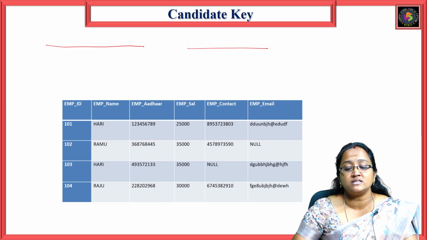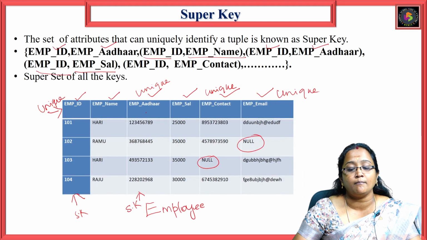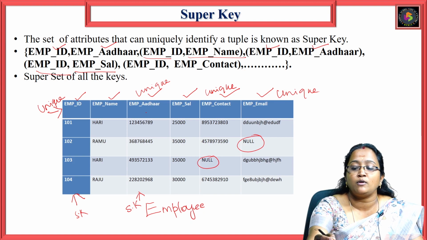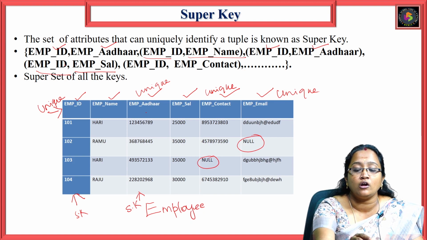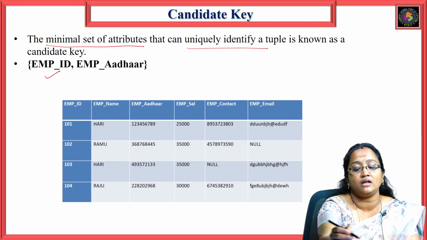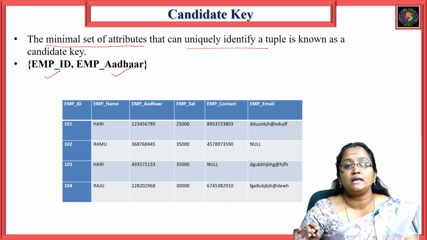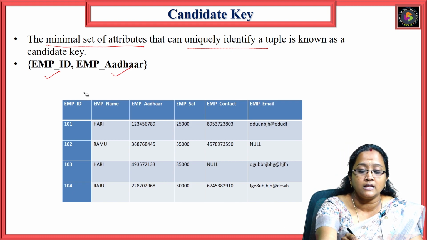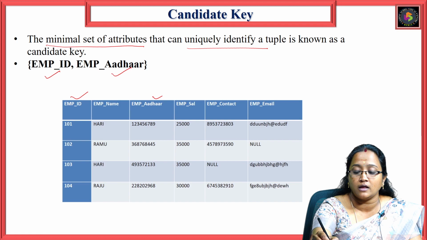So from the previous example, here we have taken employee ID and employee Aadhaar. So employee ID and employee Aadhaar are the candidate keys, a minimal set of attributes. Employee ID, employee name: here employee ID we have already taken, and employee Aadhaar we have taken. Uniquely identified. So employee ID and employee Aadhaar.